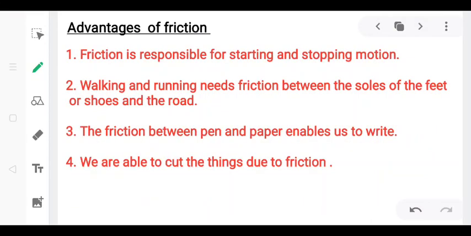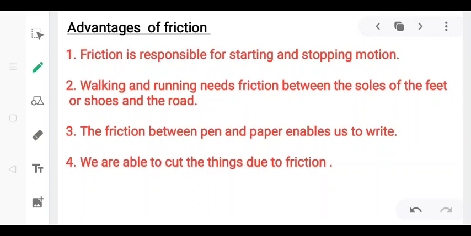So first one, advantages of friction. How is friction useful to us? Here are some examples to show the usefulness of friction in our daily life. First one, friction is responsible for starting and stopping motion. For example, if no friction existed between the road surface and the tire, the car would not move, nor would it be possible to steer it.